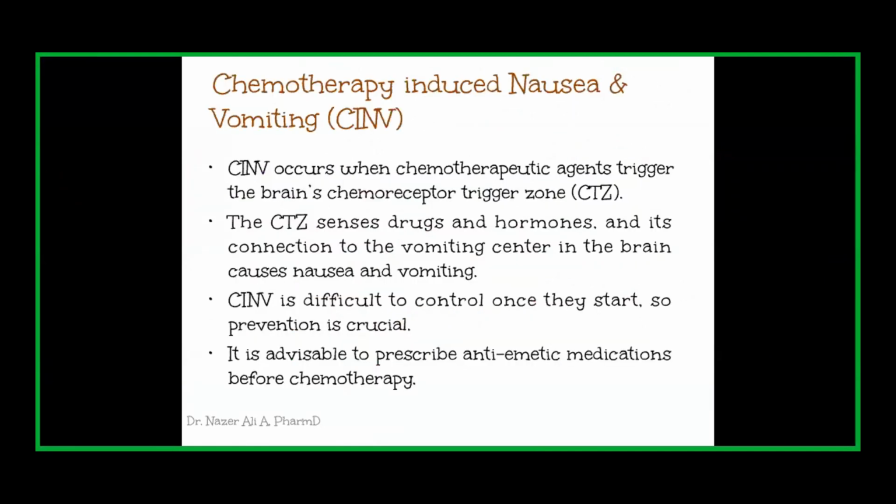So first, let us discuss chemotherapy-induced nausea and vomiting, which is a major one. We might already have studied it in our third year pharmacotherapeutics. Chemotherapy-induced nausea and vomiting occurs when the chemotherapeutic agent triggers the chemoreceptor trigger zone. How they trigger it, there are two pathways, central and peripheral, which we will discuss. It is always advisable to prescribe the antiemetic prophylactically. Usually, for all the patients coming for chemotherapy, there will be a pre-medication with the antiemetic.